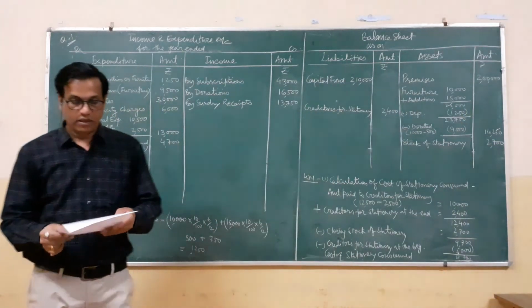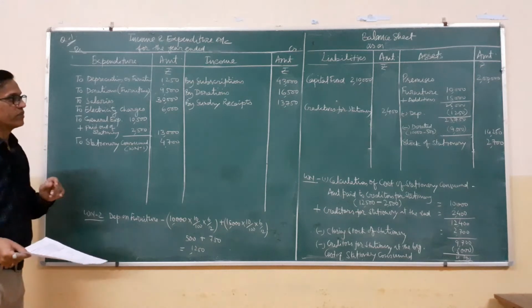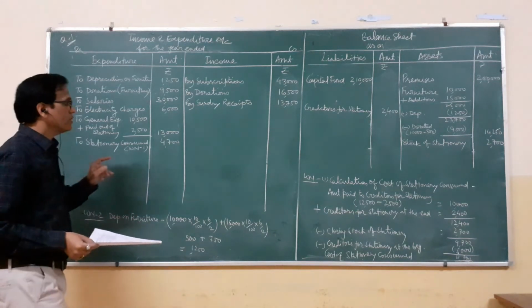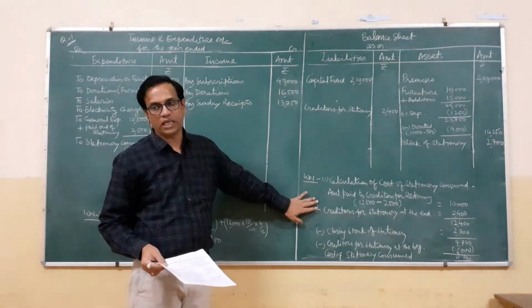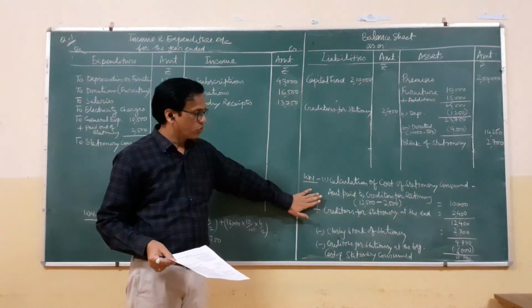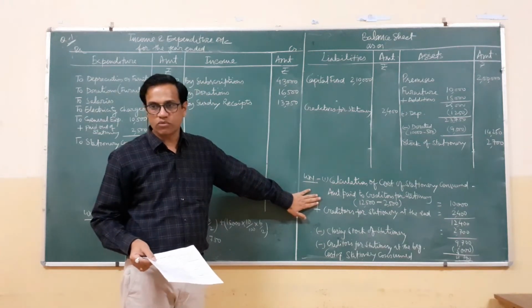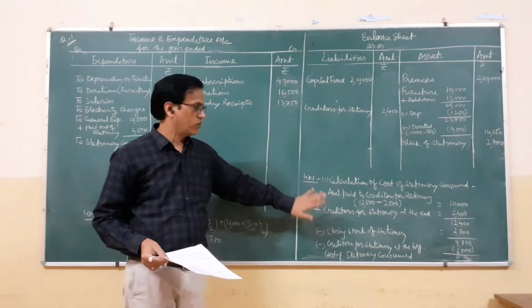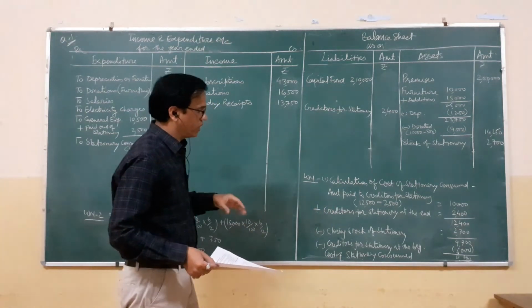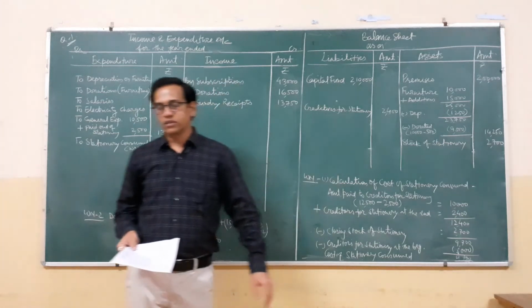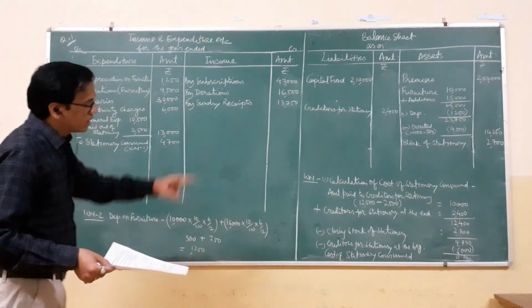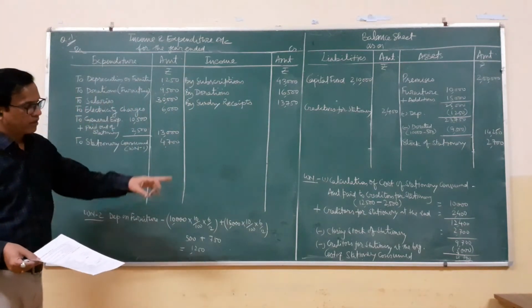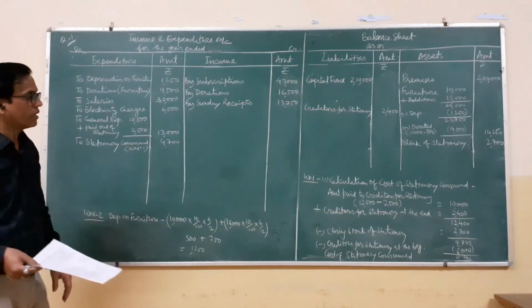Okay? I am telling you once again, this is a very important item. Stationery consumed has to be calculated. There is another method also. You can prepare creditors for stationery account. That will be simpler, I think. But let us do it with this method. Another question we have already done with this creditors for stationery account. So this question by the statement only we have solved here.